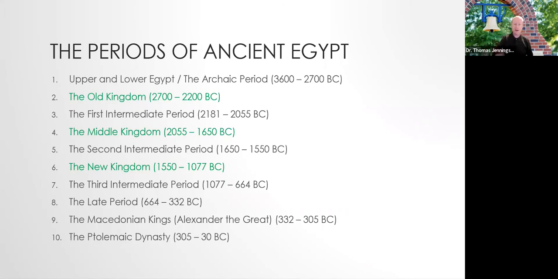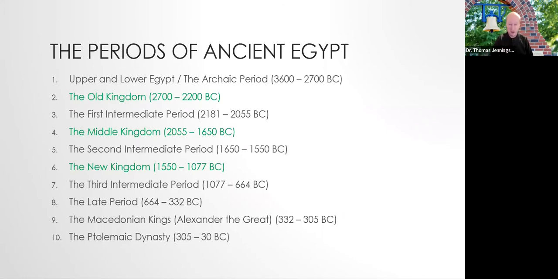What is everything else? Well, the Upper and Lower Egypt and Archaic period is the period of Egypt before it was unified and before they had hieroglyphs. So that is the most ancient period of Egypt. It's the period before pharaohs and before hieroglyphs. So we know very little about that era. Then you have the Old Kingdom, Middle Kingdom, New Kingdom, the three big periods.